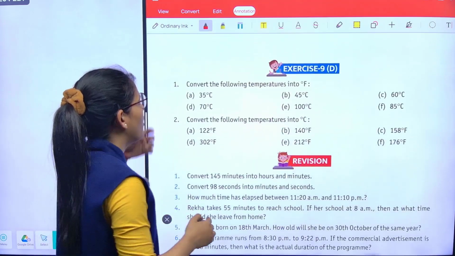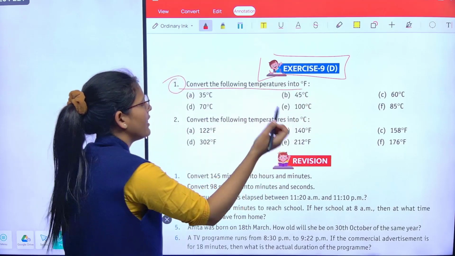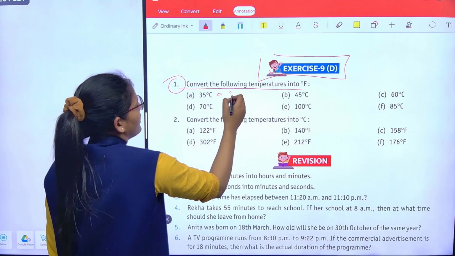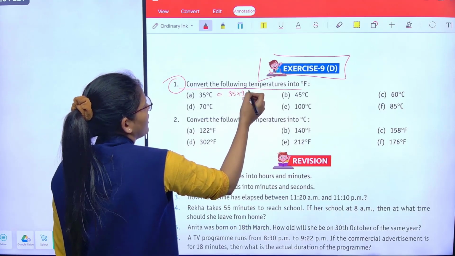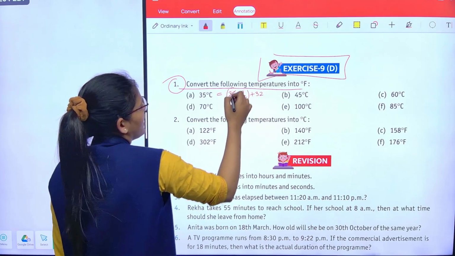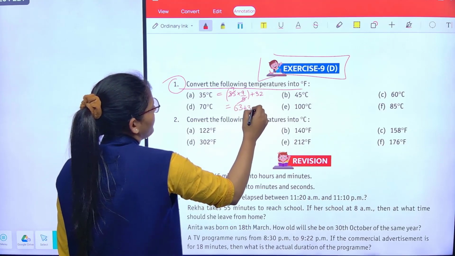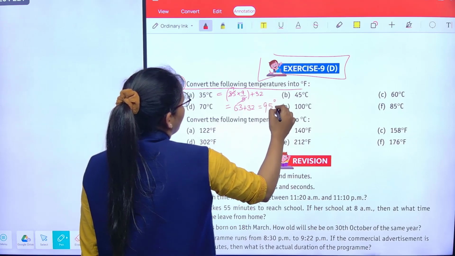Now class, come on, exercise 9D. Question number 1, convert the following temperatures into Fahrenheit. Now class, what will we do here? 35 multiply 9/5 plus 32. 5 7s are 35. 7 9s are 63 plus 32. Now class, that is 95 degree Fahrenheit.